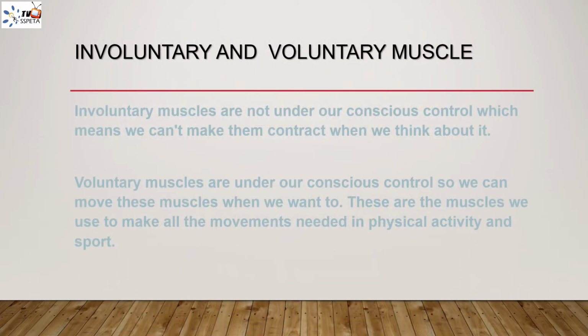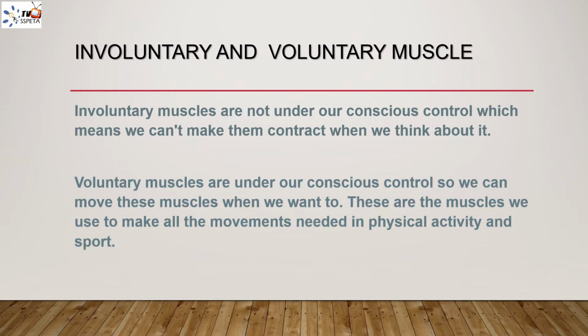So let's now have a look at the involuntary and voluntary muscles. Involuntary muscles are not under our conscious control, which means we can't make them contract when we think about it. So they are independent of our control. On the other hand, we have voluntary muscles, which are under our conscious control, so we can make them move. These are the muscles we use to make all the movement needed in physical activity and sports.